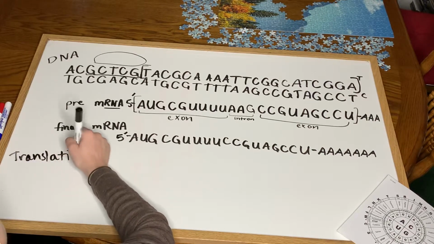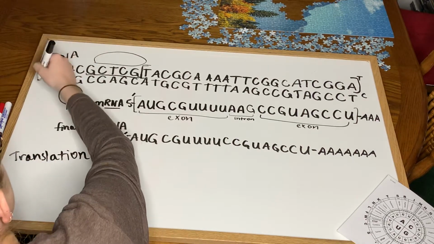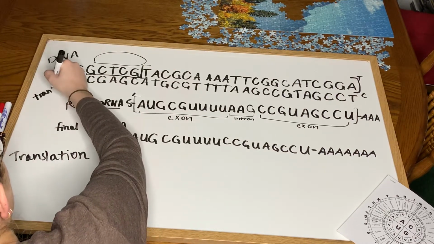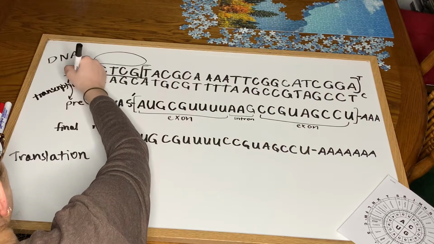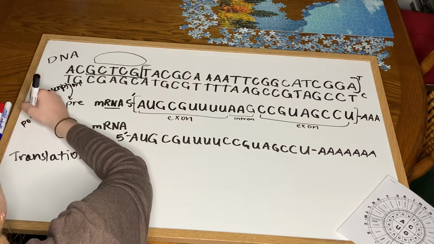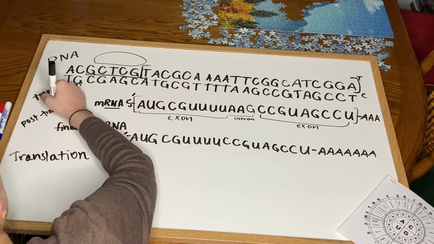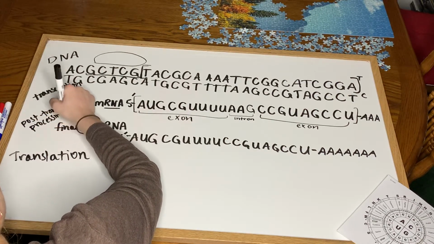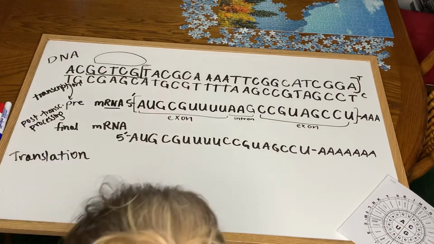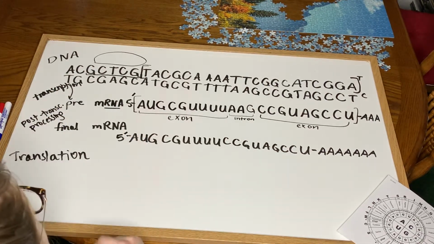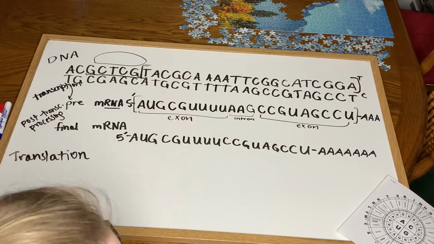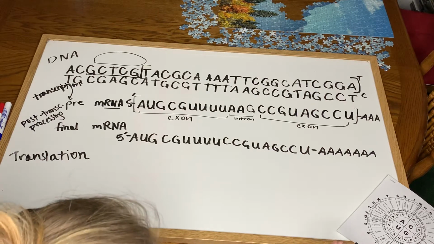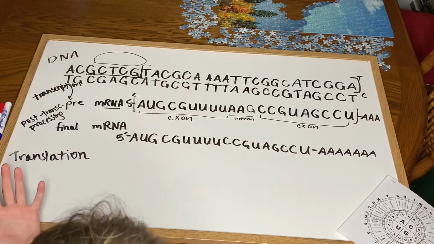That was transcription right here. This is post-transcriptional processing. And now we're going to go into translation. So translation is the final step. This is carried out by a ribosome. If you remember when we learned about all the organelles, we learned that ribosomes make proteins. They build proteins. Now we're seeing what they actually do to do that.